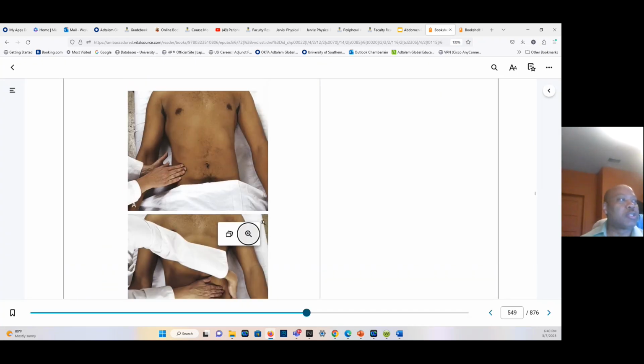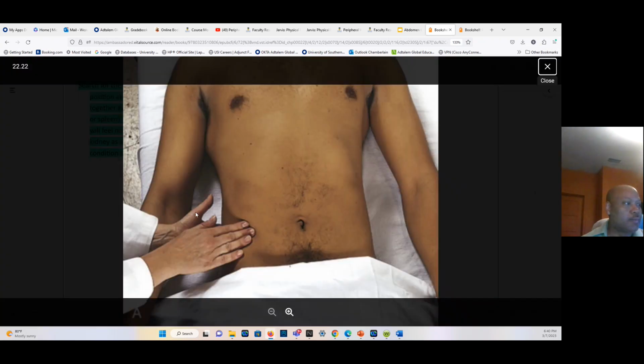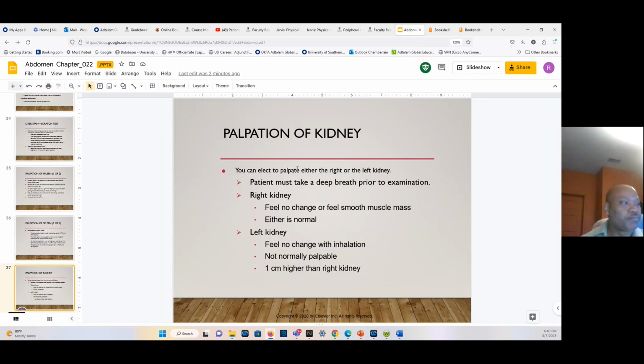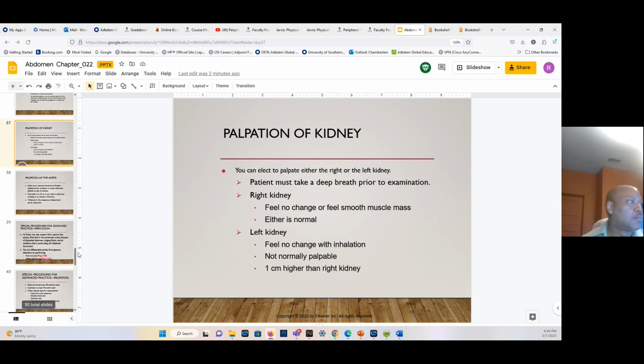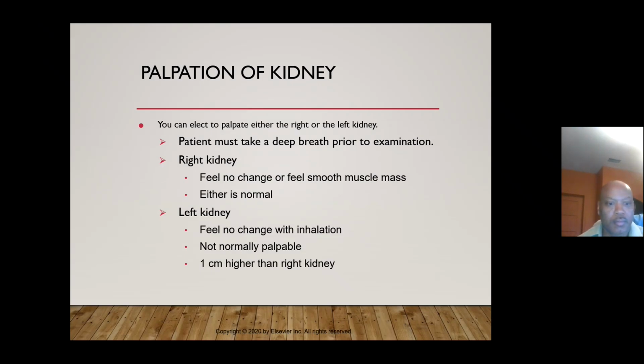And you're reading a book where it talks about your hand being placed together in a duckbill position, and this is what that duckbill looks like. You see that duckbill, the palm of this hand touches the palm of the other hand, and we're basically trying to palpate the kidney here. That's what that would look like. And you'll find this information on page 548 to 49.